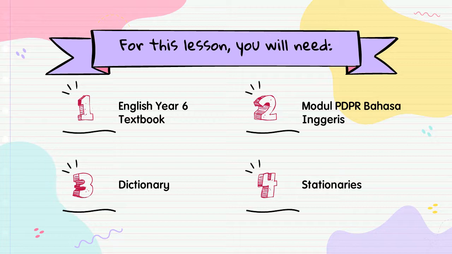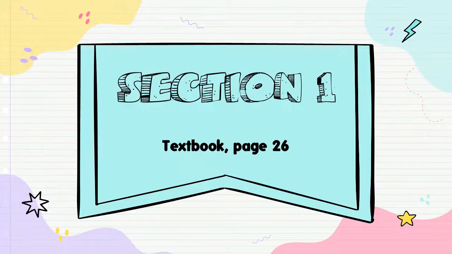For this lesson, you will need your English Year 6 textbook, module PDPR Bahasa Inggeris, dictionary, and stationeries. Make sure your pencil is sharp enough for you to write. Today's lesson will be divided into two sections, Section 1 and Section 2. For Section 1, please refer to your textbook, page 26.